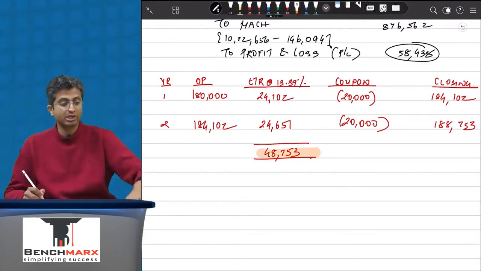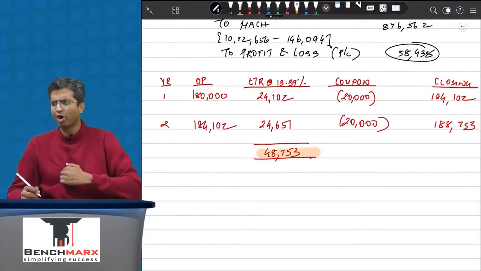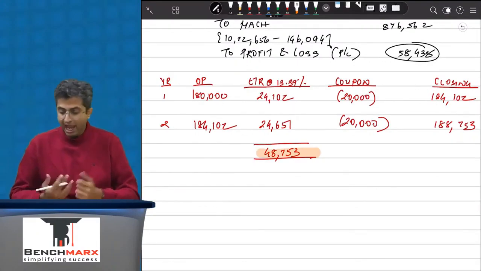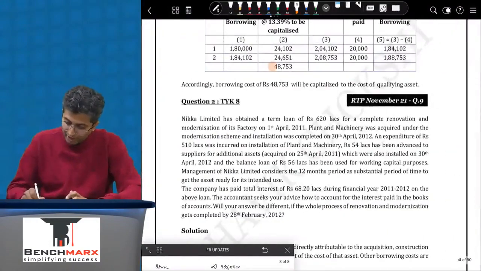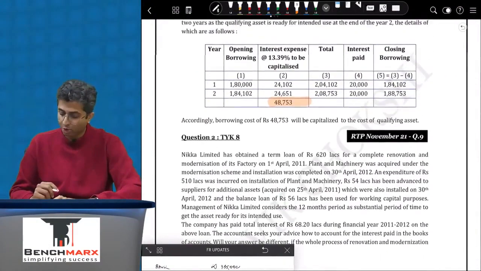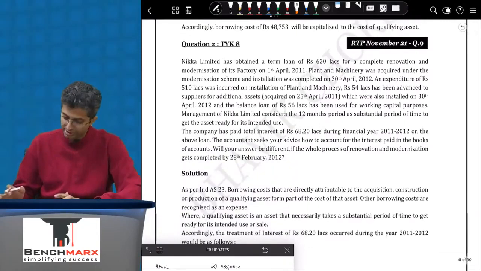Sir, why only for the first 2 years? Does the bond redeem after 2 years? No. The bond continues, but the asset is ready for use. And the moment the asset is ready for use, capitalization will stop. So over here, 48,753 is the borrowing cost to be capitalized over the first 2 years.